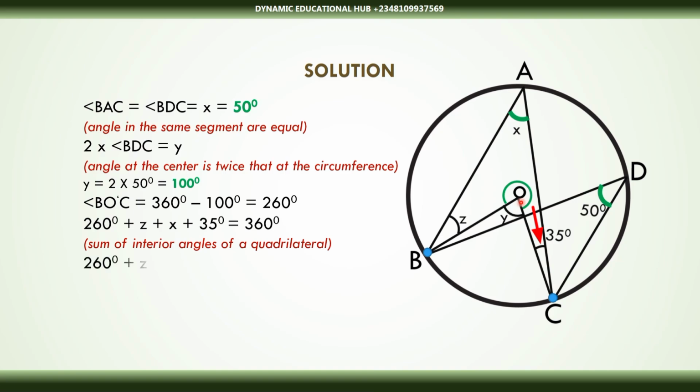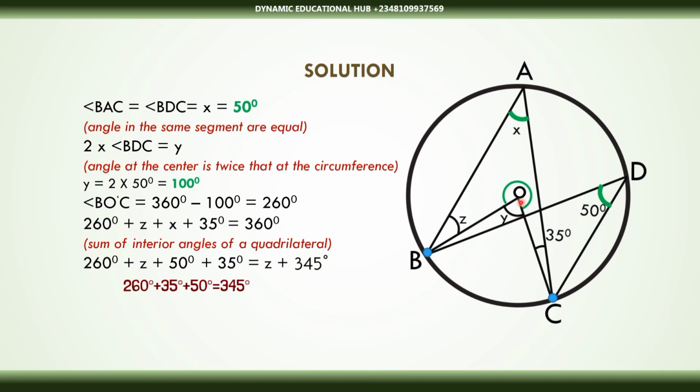When you substitute the value of x, we have 260 degrees plus z plus 50 degrees plus 35. When you add all the angles together, apart from the one that you don't know, which is z, you are going to get 50 plus 35, that's 85. 85 plus 260 degrees, so we are going to get 345 degrees. So that is why we have z plus 345 degrees.